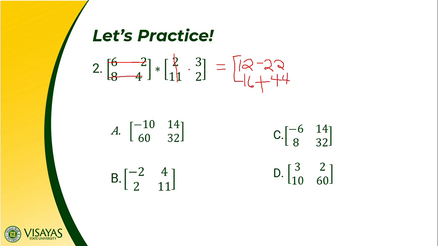Next, for the element on the first row, second column, we have 6 times 3 is 18, and negative 2 times 2 is negative 4. And lastly, for the element on the second row, second column, this becomes 8 times 3, that is 24, and then 4 times 2 is 8.